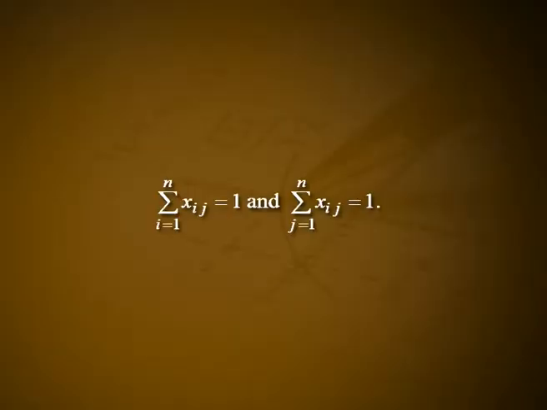Then clearly, since only one job is assigned to each machine, we have summation over i from 1 to n Xij equal to 1 and summation over j from 1 to n Xij equal to 1. Also, the total assignment cost is given by z equal to summation over j from 1 to n summation over i from 1 to n Xij into Cij.